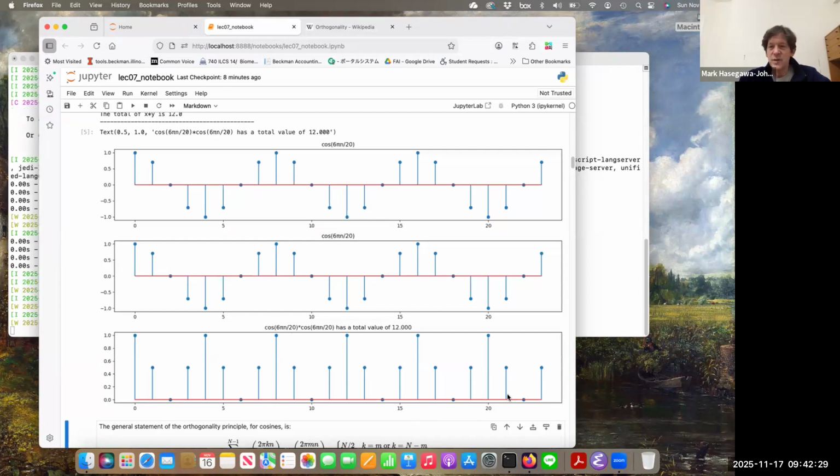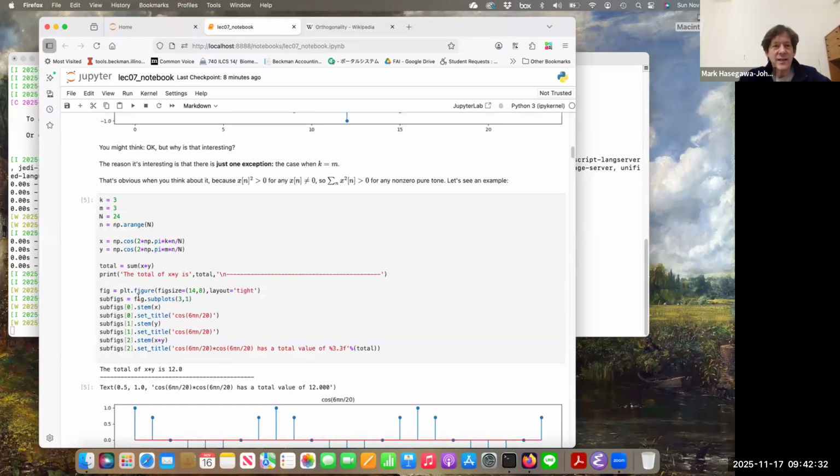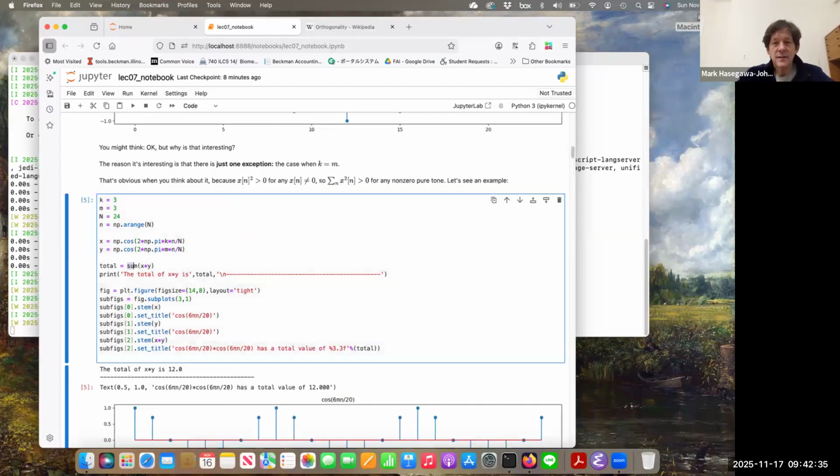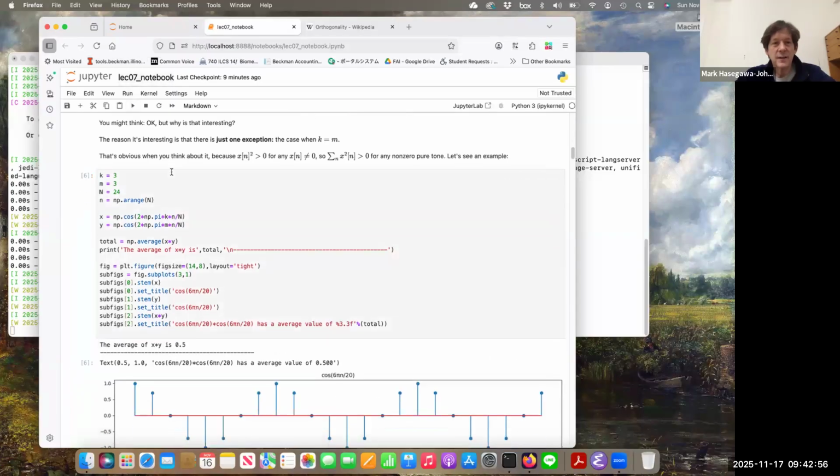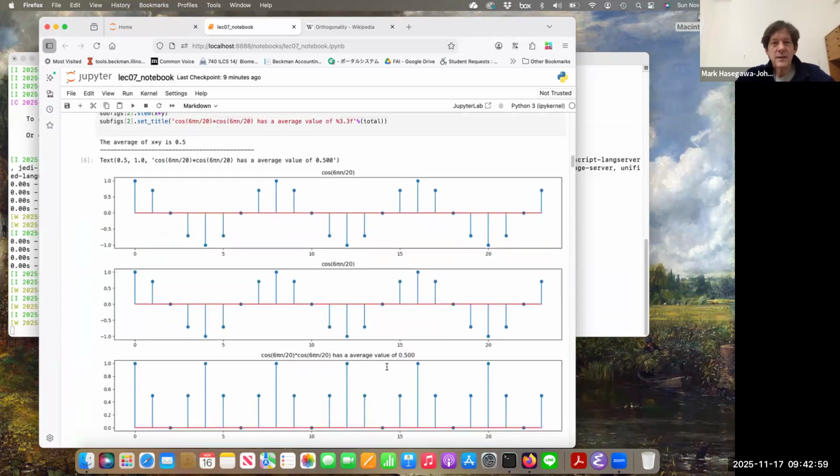So the average value is 24 times 6. Let me actually calculate the average. Let's take the average of x and y, and I'll say the average. And here, let's take the average value. And instead of total, that'll now be the average. The average of x times y is exactly 0.5. Right? Some of the samples have a value of 1, some of them have a value of 0, some of them have a value of 1/2. When you average across all of those, the average value is exactly 1/2.